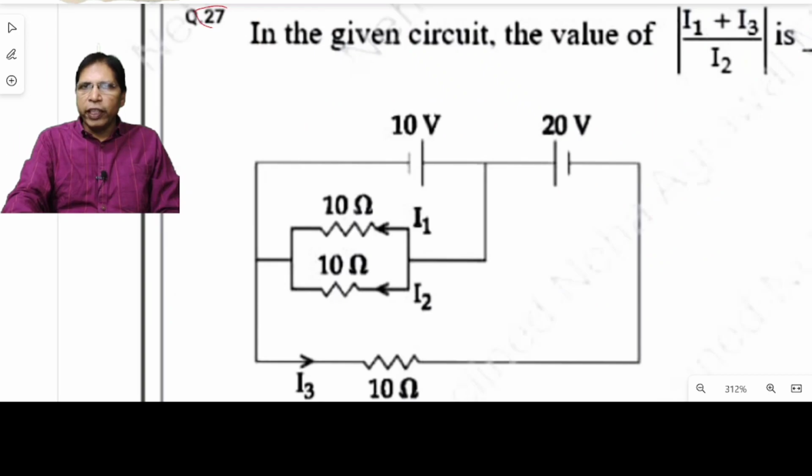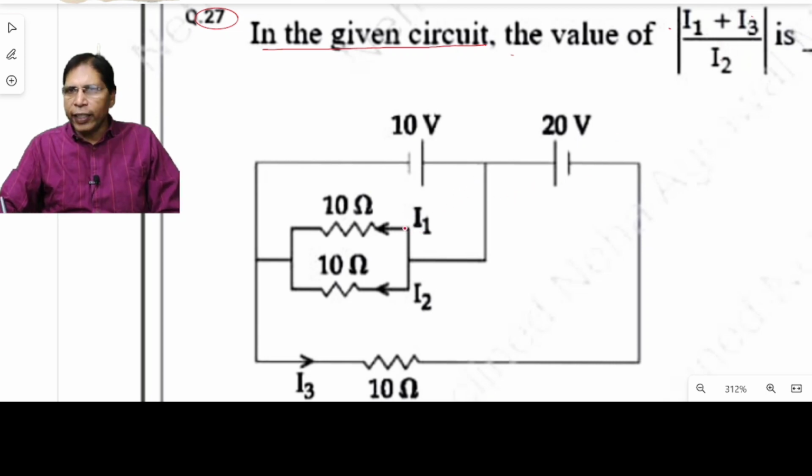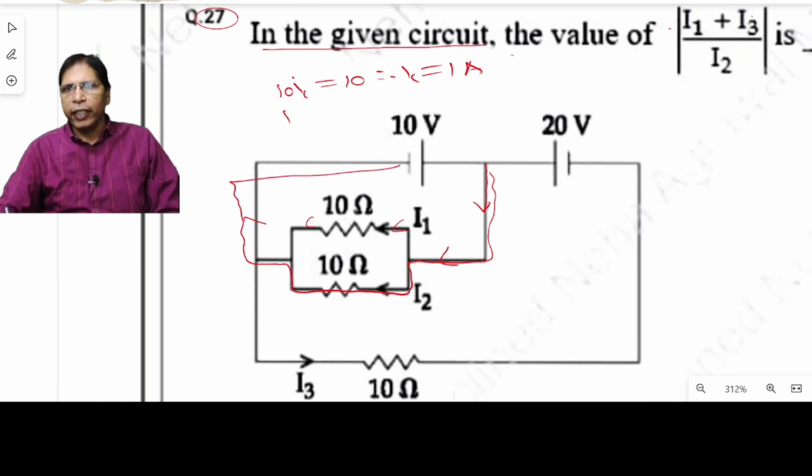Okay. Question number 17. In the given circuit, find the value of I1 plus I3 plus I2. Now look at this, this is the I1 current. If we apply this loop, we get 10 into I1 equal to 10. Therefore I1 equals 1 ampere. Now if we apply this loop, we get 10 into I2 equals 10. So I2 is also 1.